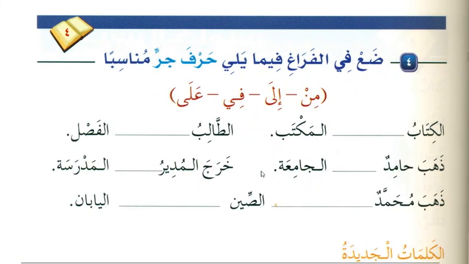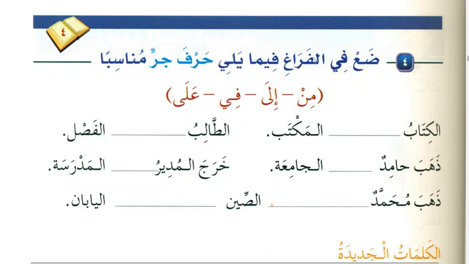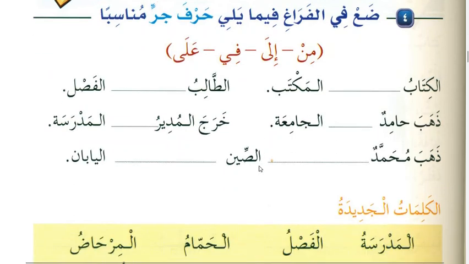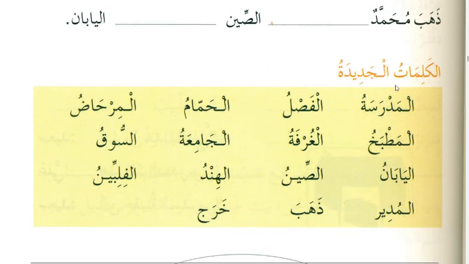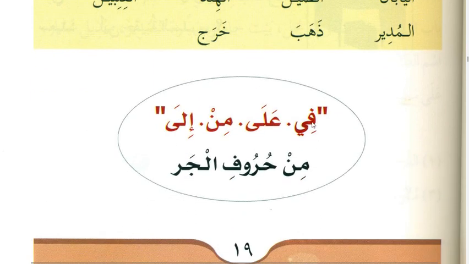Da fil faragi fima yali harfa jarin munasiban, put in the blanks below the appropriate harf jar. So you will put these huruf jar in these blanks. Al kalimatul jadida, new words. So you will write their meanings as your homework. Then he is telling you that the words fi, ala, min and ila, these four words are from huruf al-jar. Basically there are 17 huruf al-jar in Arabic. Four of them you have learnt in this chapter.